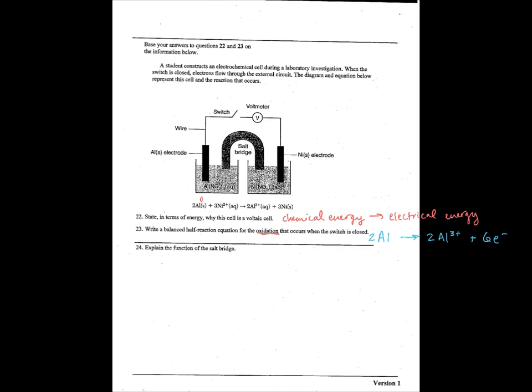And 24, explain the function of the salt bridge. It transports ions between the half cells. Because otherwise we're going to have one side become 2 negative from all these electrons going through. So this would be 2 negative, and this would become 2 positive. So to neutralize it, we have ions flowing from this side to this side to balance it out. So electrons go here, ions go here.